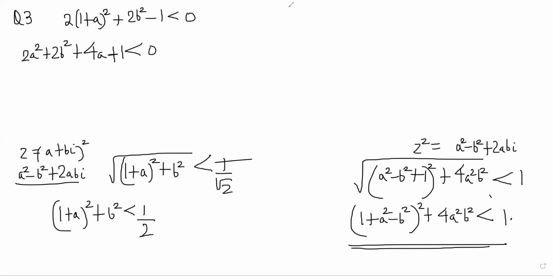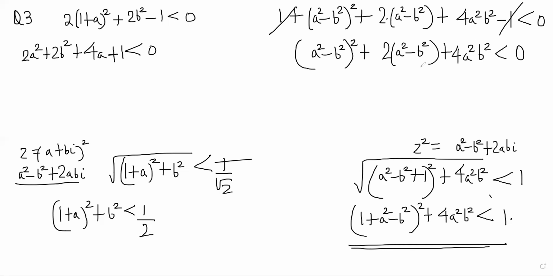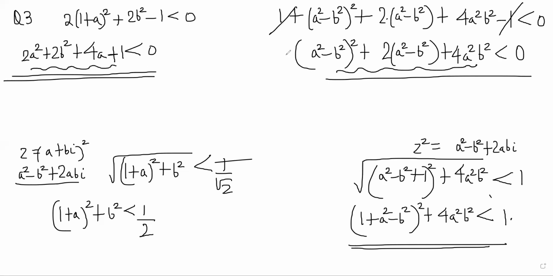And here we get (1 plus A square minus B square) whole square plus 2 times (A square minus B square) plus 4A square B square minus 1 is less than 0. So 1 cancels and you get (A square minus B square) whole square plus 2 times (A square minus B square) plus 4A square B square is less than 0, right? We have these two inequalities. So both of these things are negative. If we add both of these, you should have something still negative, right? You add these two things.